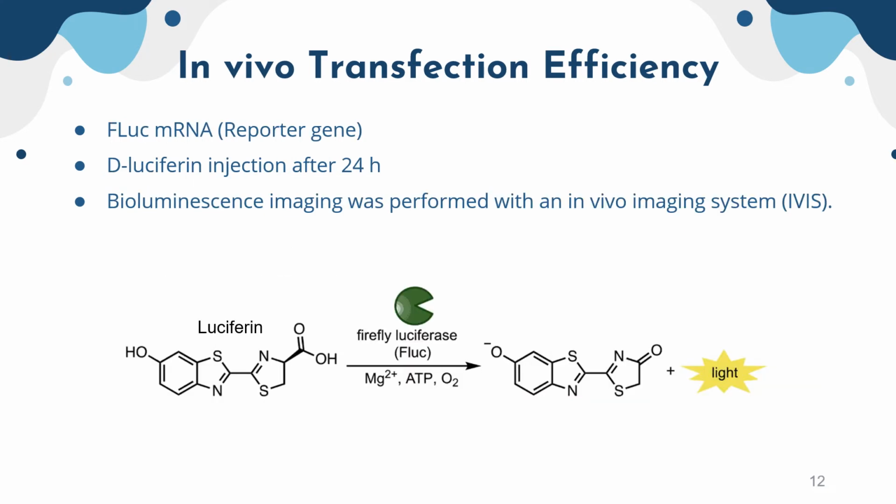For in vivo transfection efficiency, lipid nanoparticles encapsulating the mRNA of firefly luciferase are injected intramuscularly into the mice. After 24 hours of inoculation, luciferin is injected intraperitoneally into the mice. The organs are collected for ex vivo bioluminescence imaging using IVIS.